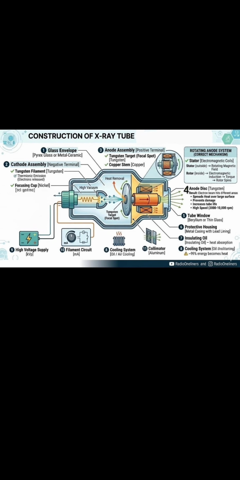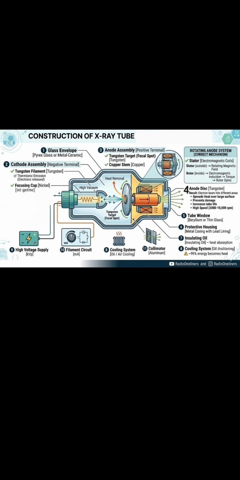It can be an oil cooling system or an air cooling system, which is going to absorb mostly 99% of the energy, which is in the form of heat. Next will be the high voltage supply, basically the potential with which the electrons are going to move from cathode to anode. Next will be the filament circuit, which provides the supply to the filament just for the emission of the electrons from the filament.